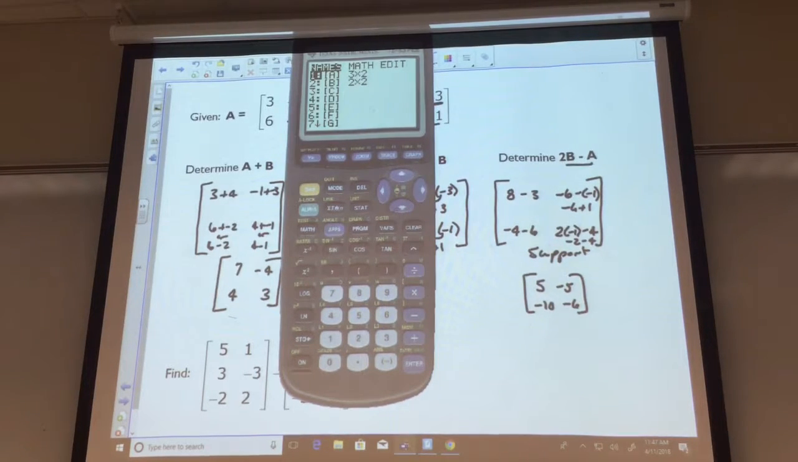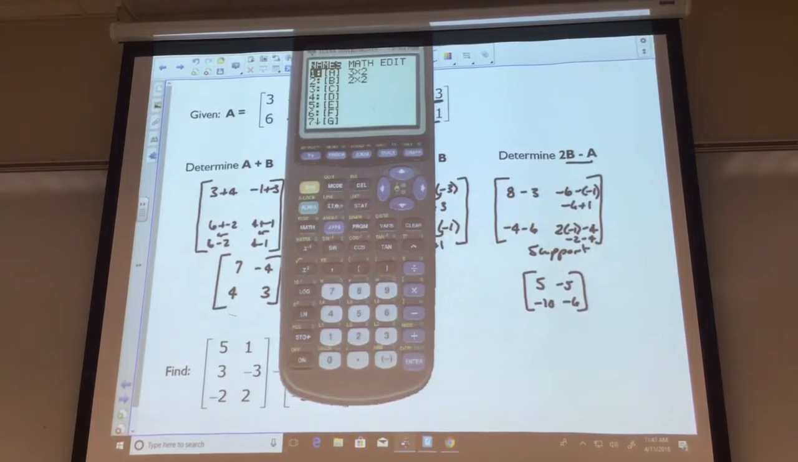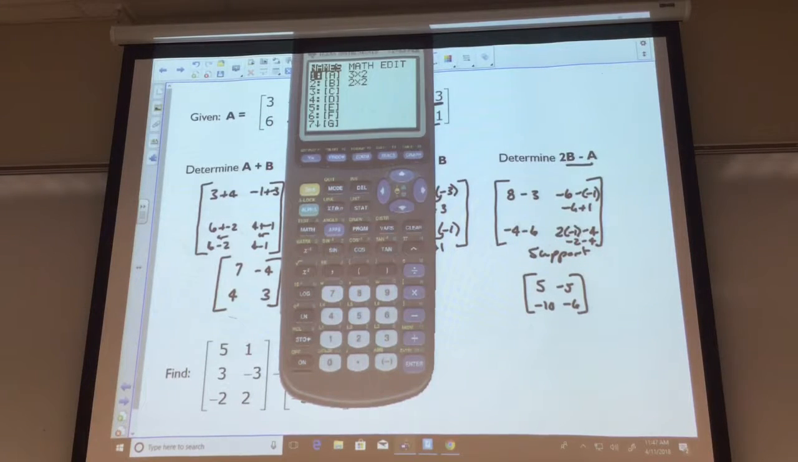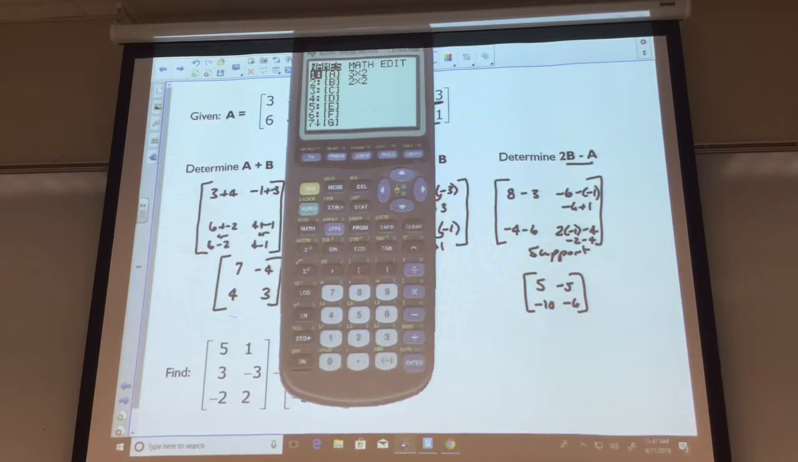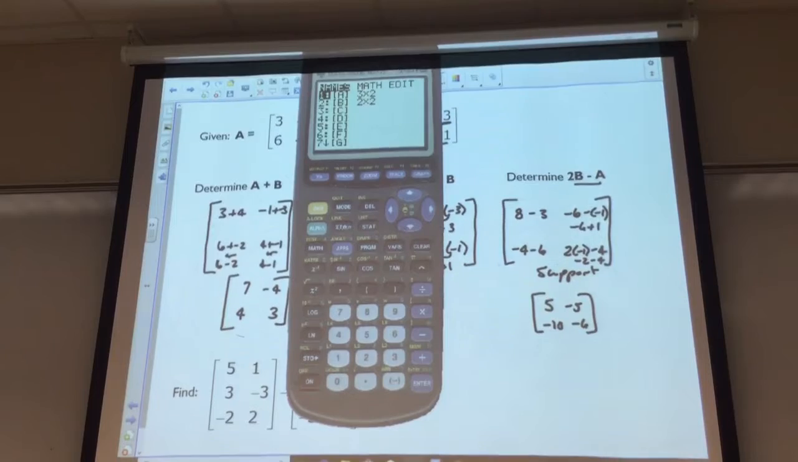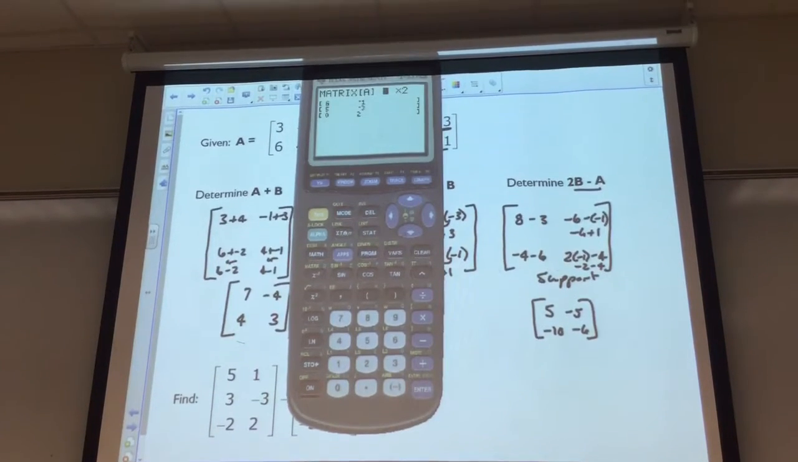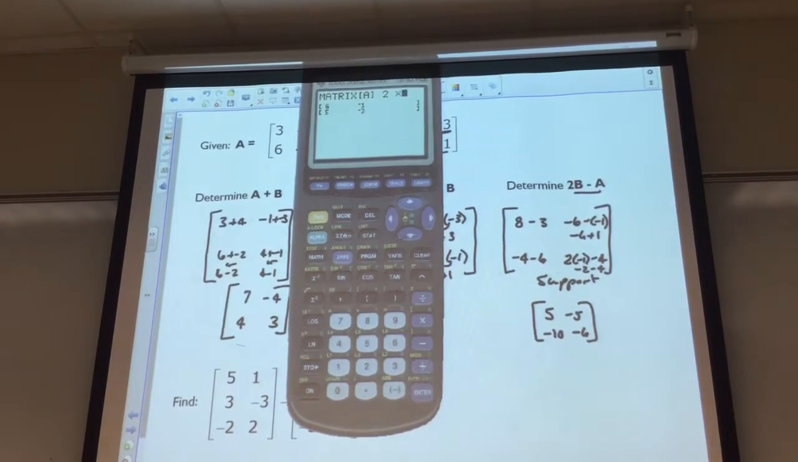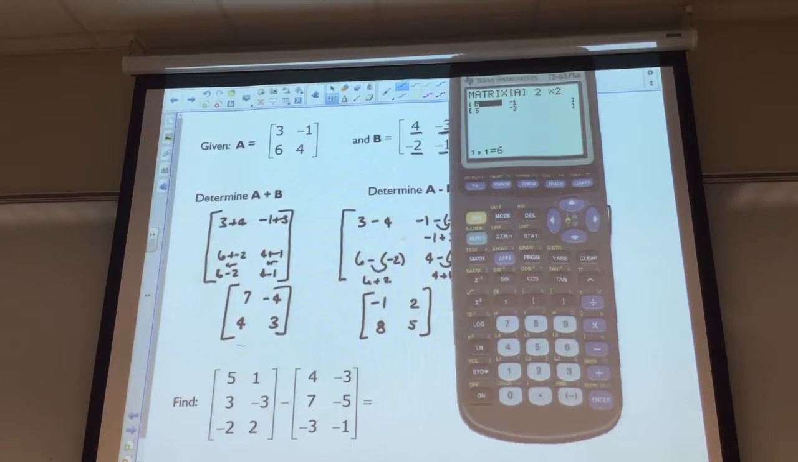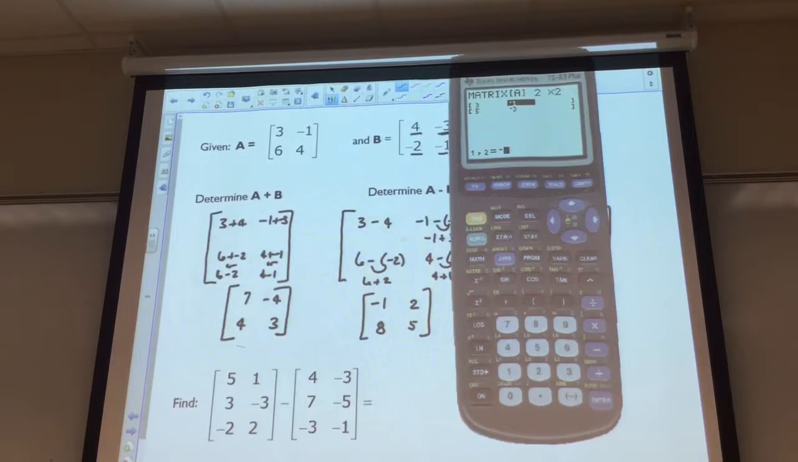So let's double check this last one that we did, letting the calculator do the work, which is not a bad idea. It doesn't take you that long to do and would be a good idea if you don't want to get penalized for stupid mistakes. Okay, so matrix A wants to be a 2 by 2, and matrix A has to hold the values of 3, -1, 6, and 4.